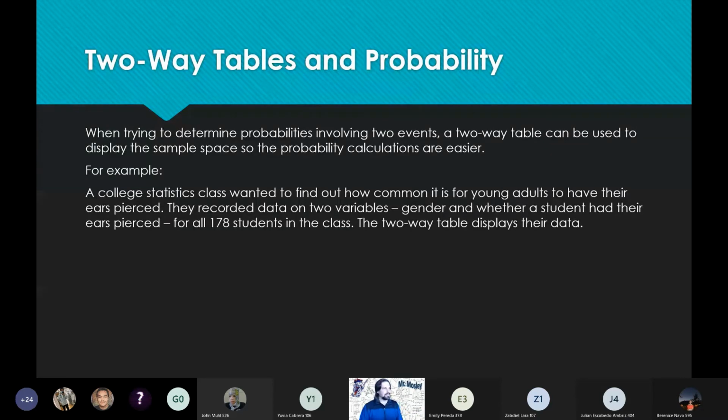For example, a college statistics class wanted to find how common it is for young adults to have their ears pierced. They recorded data into variables, gender, and whether a student had their ears pierced. These are both categorical variables, going back to some of our earlier vocabulary. They did this for all 178 students in the class. The two-way table displays their data.